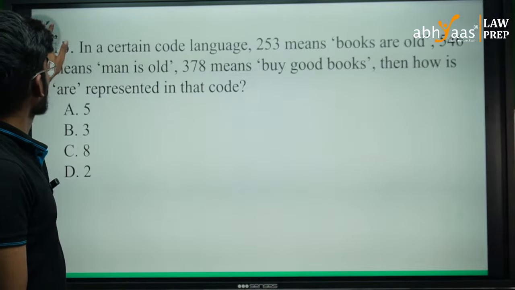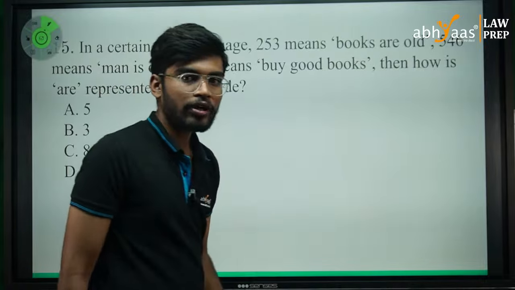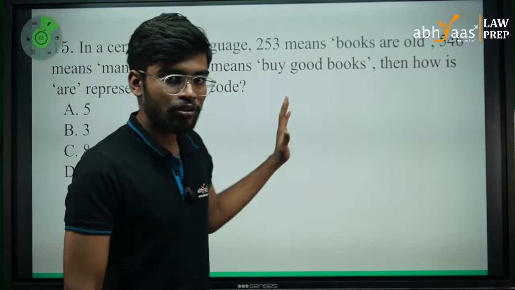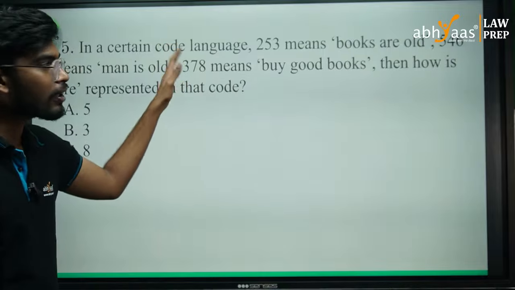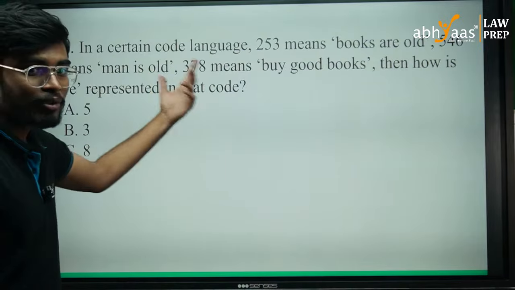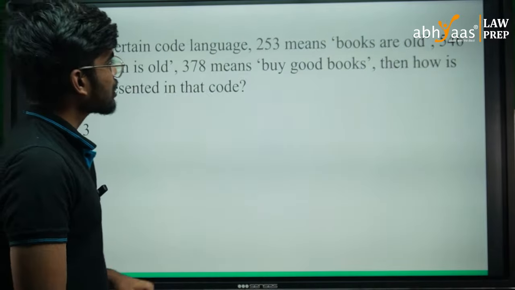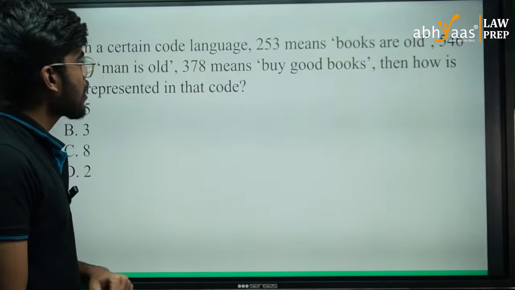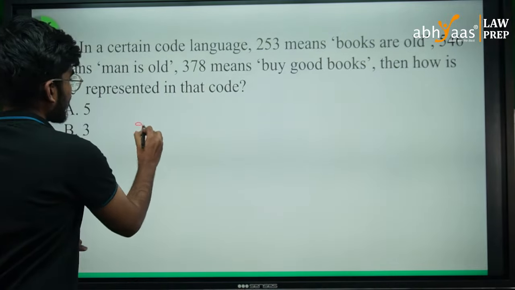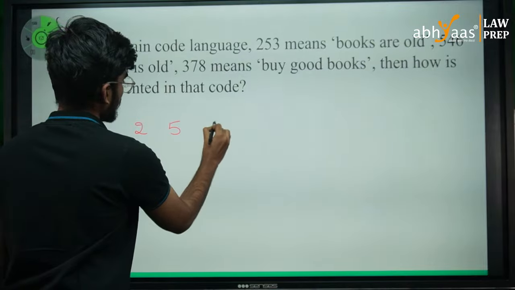The next one. I can say that this is type 2 of coding and decoding questions. Till now, those come under type 1 of coding and decoding, and this is type 2. If you see it may seem different, but trust me, it is very easy. In a certain code language, 253 means books are old. I'll just write it so that it will be easy for you. 253 means books are old.